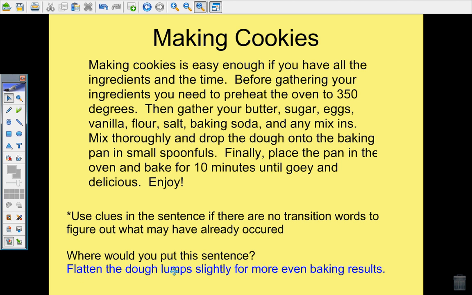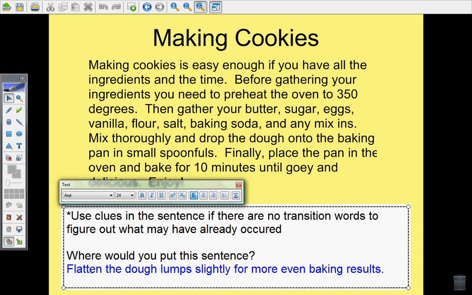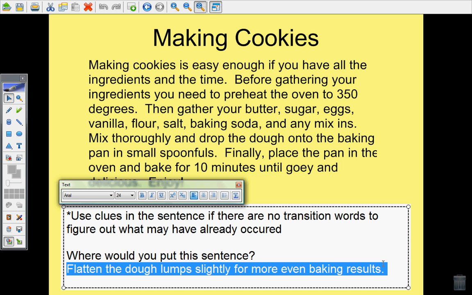Well, that means the dough has already been made. So it's going to come after I gather my ingredients, after I preheat my oven, and after I mix it, because I already have dough, not just ingredients. And it's telling me to take that dough and flatten it so it can bake evenly. That means it hasn't been baked yet. So I need to find the sequencing in here somewhere where I have dough, they've been made into lumps, but I haven't baked them yet.